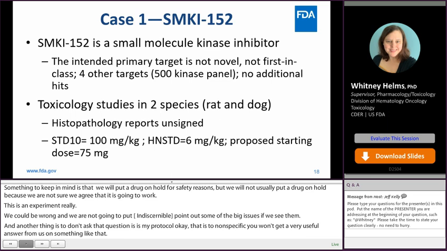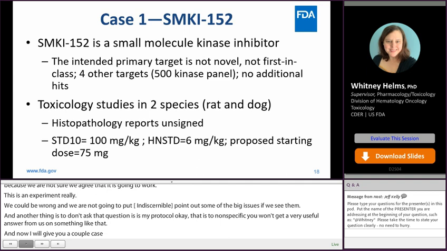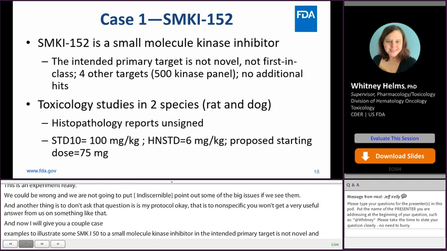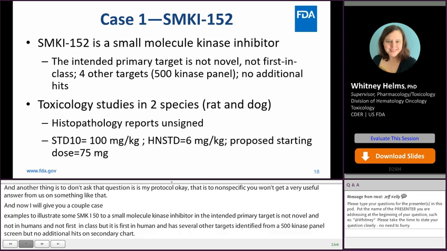The intended primary target is not novel, not first in class, but it is first in human. It has several other targets identified from a 500 kinase panel screen, but no additional hits on secondary targets. They did toxicology studies in 2 species, the rat and the dog. Their histopathology reports were unsigned, but they had an STD-10 of 100 mg per kg and an HNSTD of 6 mg per kg with a proposed starting dose of 75 mg.